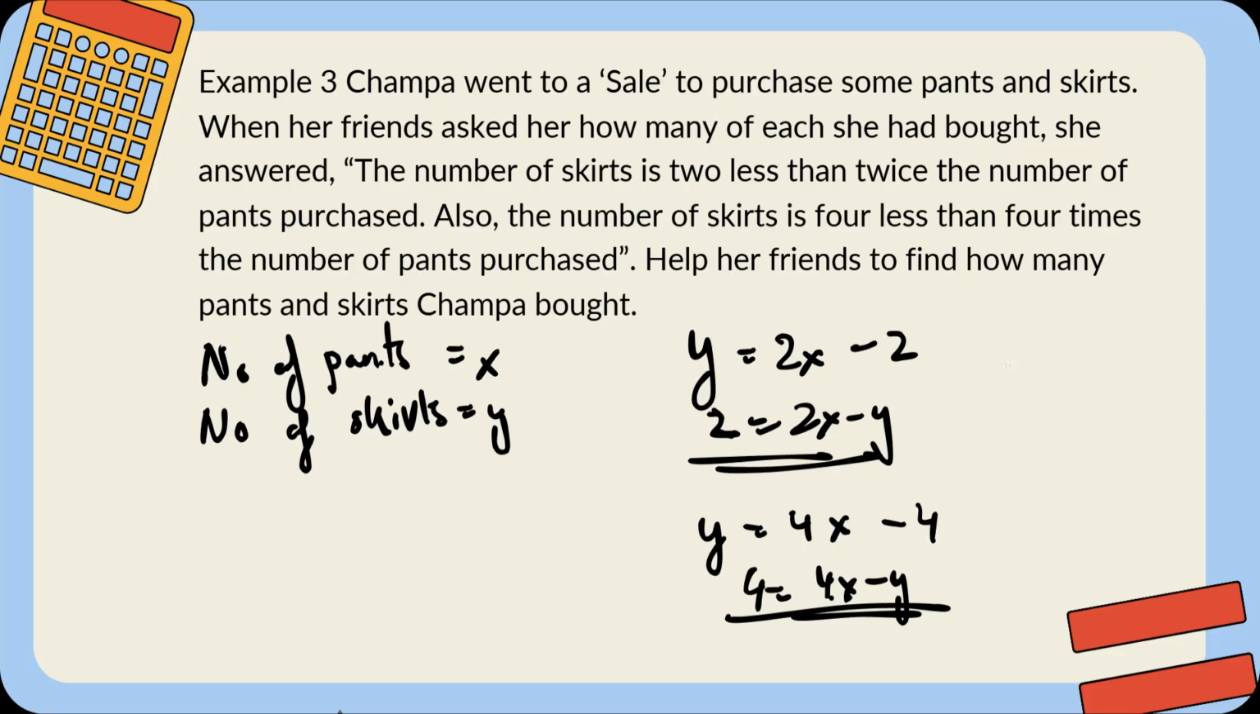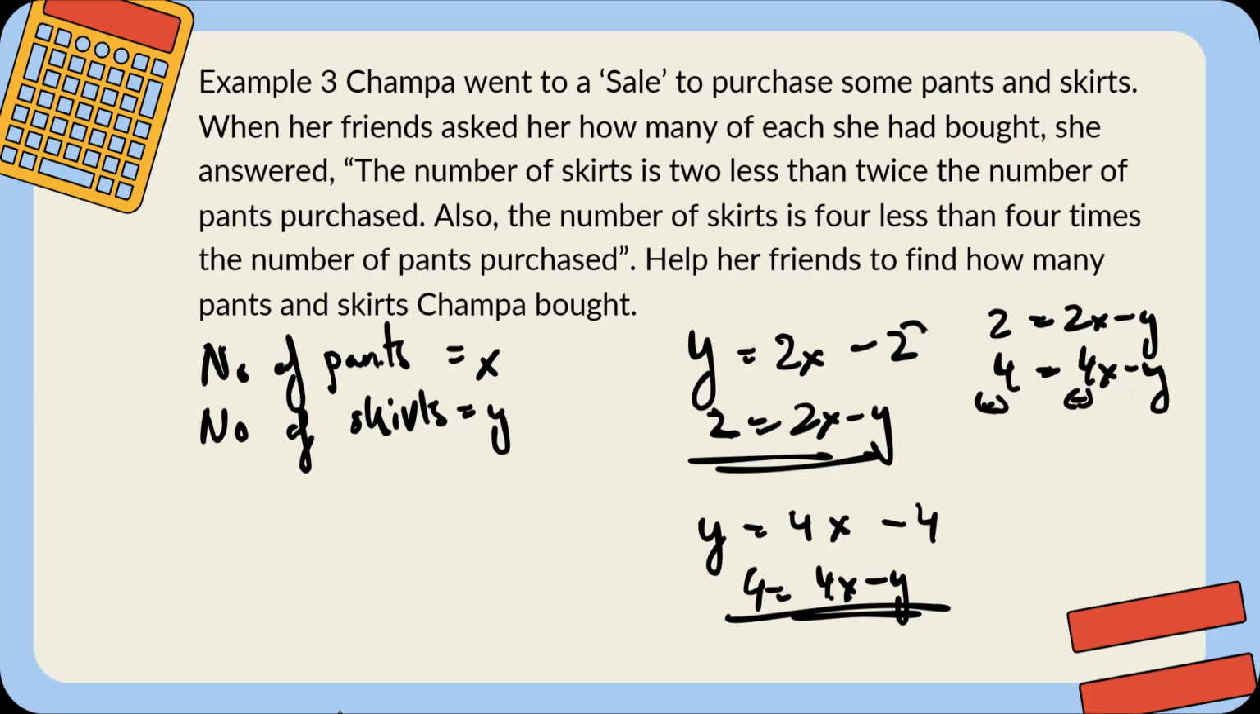Now what we're going to do, we'll try to find it. How do we find it? Very simple. I'll use elimination because elimination is the easiest. We have already 2 is equal to 2x minus y and we have 4 is equal to 4x minus y, right? So if I subtract, what would happen?